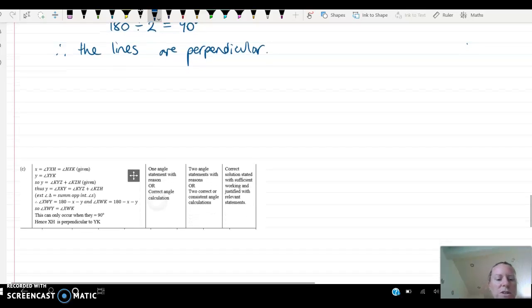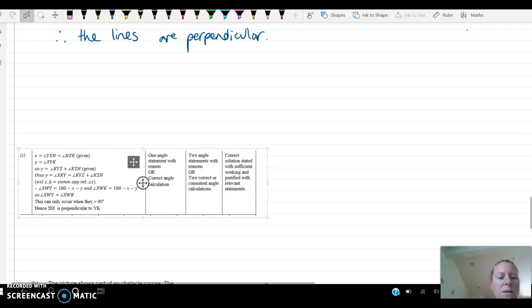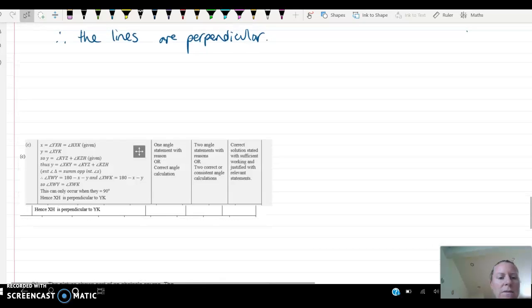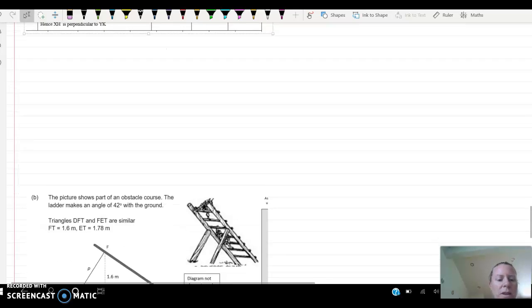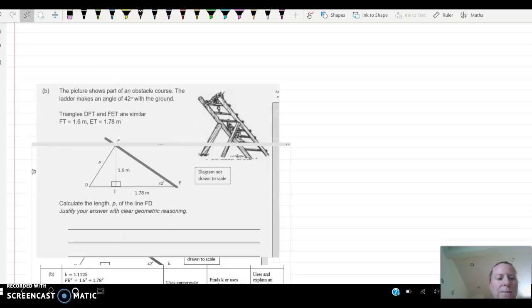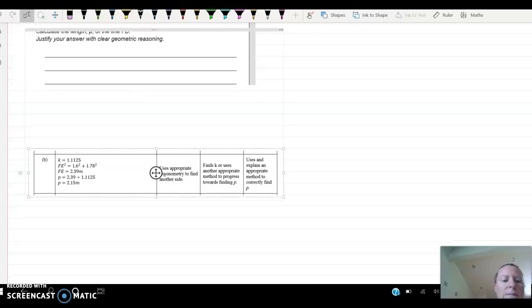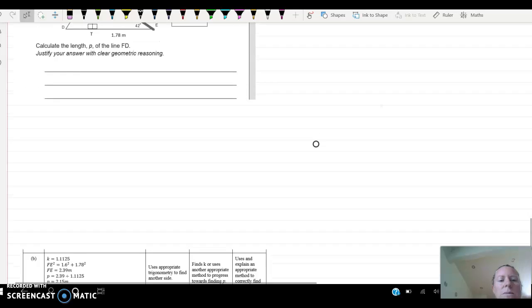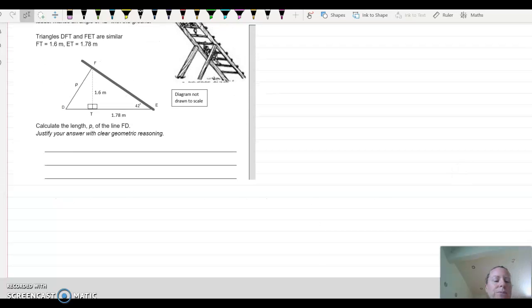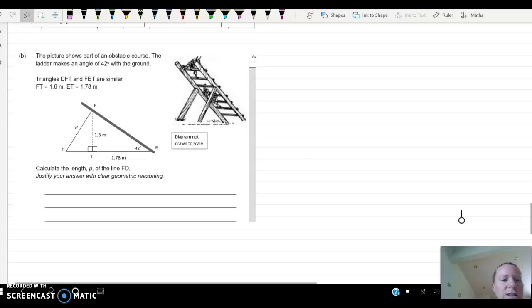Right, cool. I'm going to move on to the next one. So we've got this one with a ladder. Okay, picture showing an obstacle course, the ladder making an angle of 42 degrees with the ground. Our triangles are similar, and we've been told some bits and pieces here about the measurements going on here. We want to calculate the length P of the line FD.